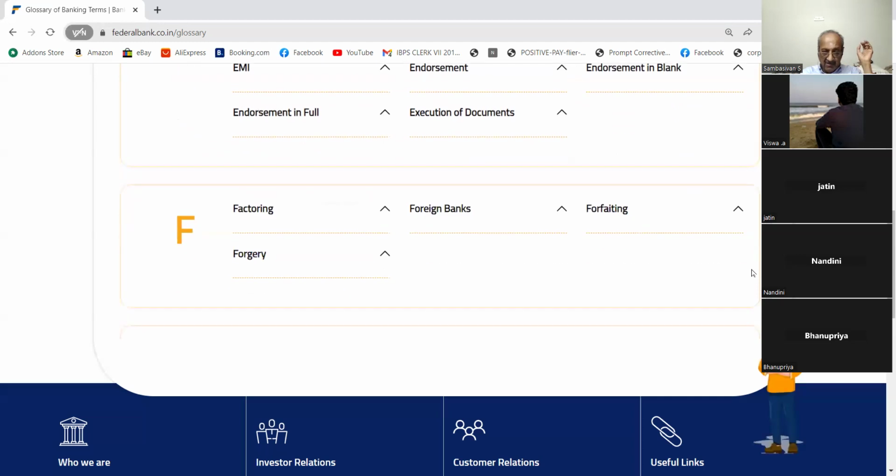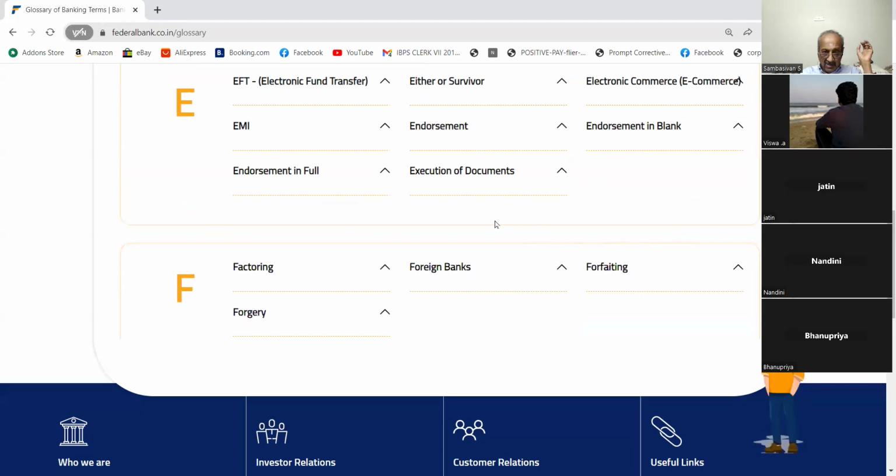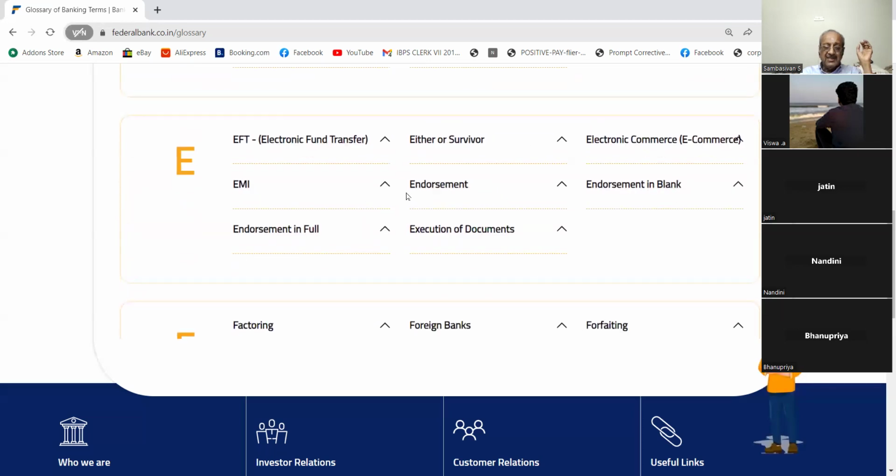Sir, I can't understand that abbreviation, endorsement. What does it mean, sir? Endorsement means, see, there is a check. I am giving a check favoring Viswa. I am the drawer. Viswa is the payee. And my bank, Indian Bank, is the drawee bank.